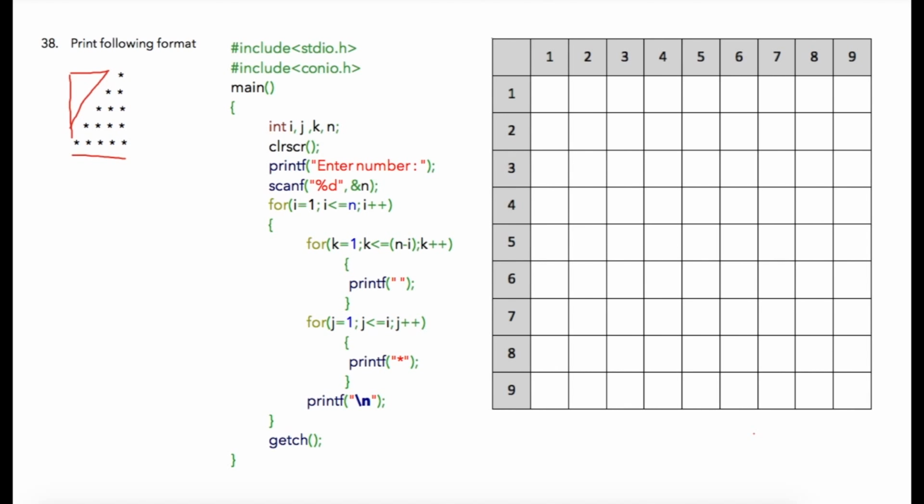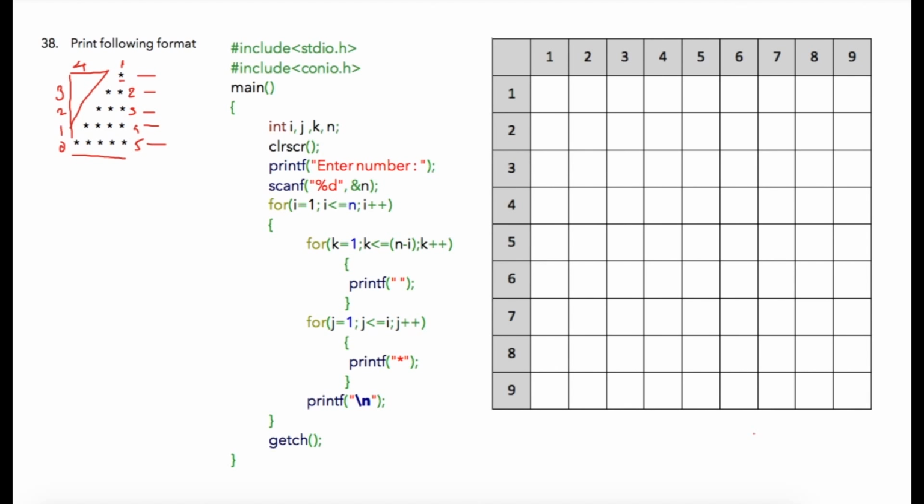We will require a loop for repeating these rows. So suppose the user has entered 5, so there would be 5 rows. Then on the first row, the total number of stars is 1 and the number of spaces is 4. And then on the next line, the number of spaces is 3, then 2, 1 and 0, and the number of stars is incrementing: 2, 3, 4 and 5.